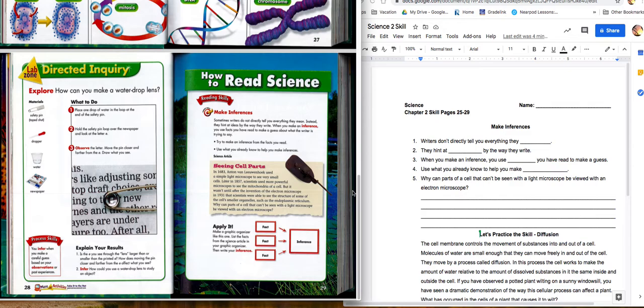It's making inferences. We'll learn what making inferences is and how to do that today. And then we'll understand why we make inferences as we work through cells in the coming lessons. So I have your notes over on the right-hand page as we work our way through this. I'll get reading on page 29 here. It says, sometimes writers do not directly tell you everything they mean. So you got your first blank filled in.